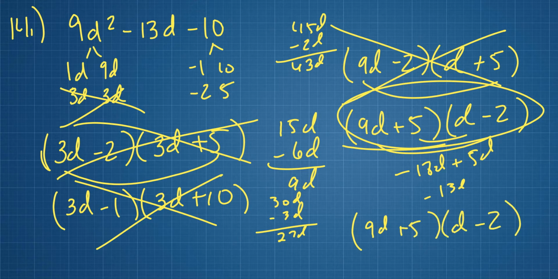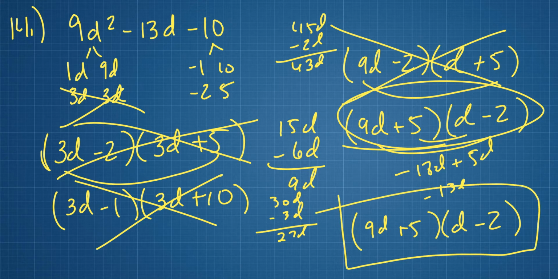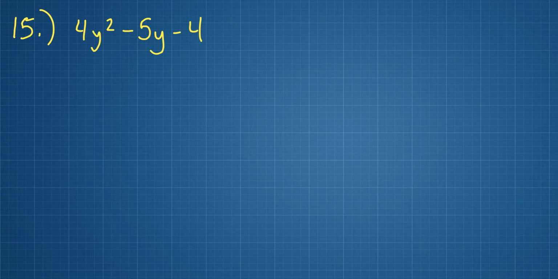So your final answer is going to be 9d plus 5, d minus 2. Remember, order doesn't matter. You can put d minus 2 first. But most of the time, I think in the book, you're going to see the bigger variable up first.